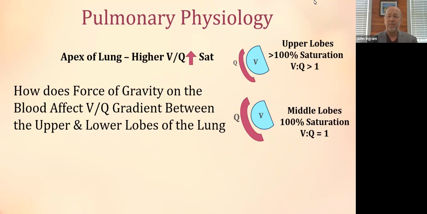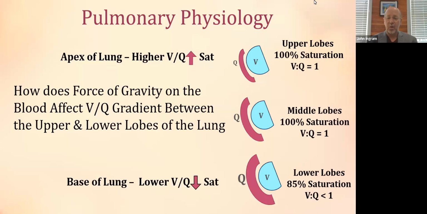So we actually have a VQ that's greater than 1. But unfortunately, we can never saturate greater than 100%. So we end up with the upper lobes being 100% saturation as well. So far, so good. Now let's look at the lower lobes.